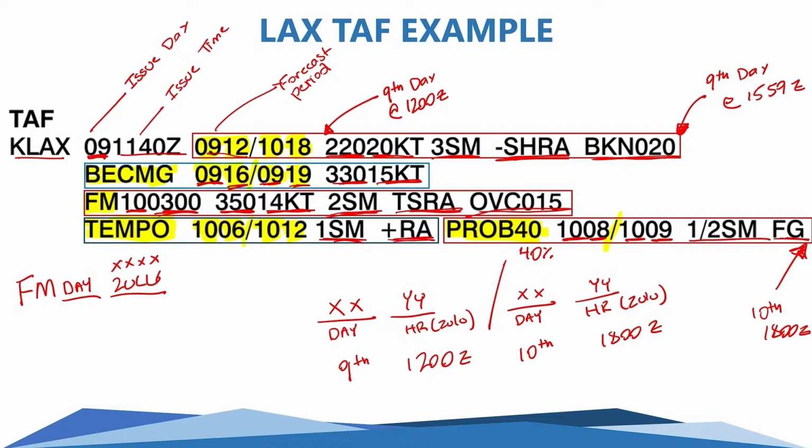Okay. So these are just going to take some practice to kind of go over. I did cut out one line there. That's the reason why you guys aren't seeing it all the way till the end. Okay. Becoming is from 1600 to 1900. Yep, you are correct. TSRA is basically thunder showers with rain.